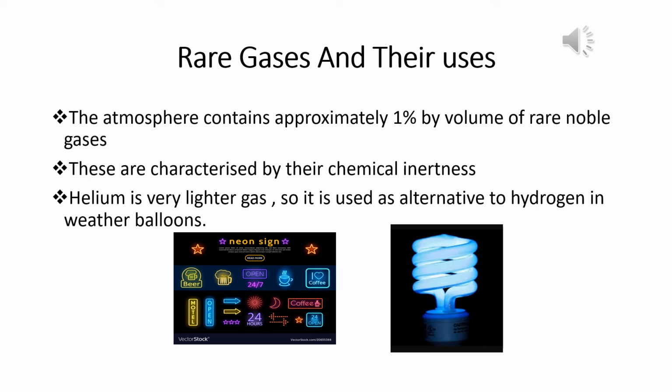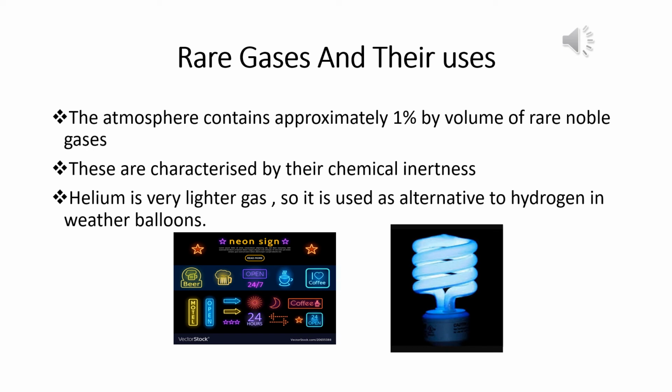At last, students, we will discuss the rare gases and their uses. The atmosphere contains approximately 1% by volume of the rare or noble gases. The noble gases, students, are usually known as inert gases. They do not take part in chemical reactions because their outermost shell is complete. They are characterized by their chemical inertness.